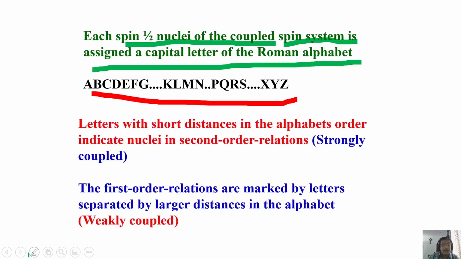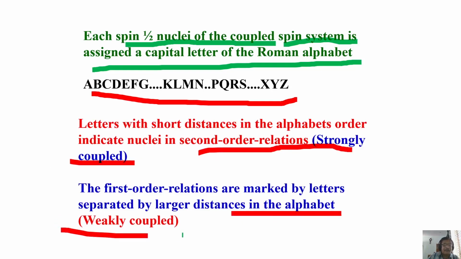Next question. Letters with short distances in the alphabet indicate a strongly coupled spin system. Letters which are far away in the alphabet indicate weak coupling. Very good definition, right?